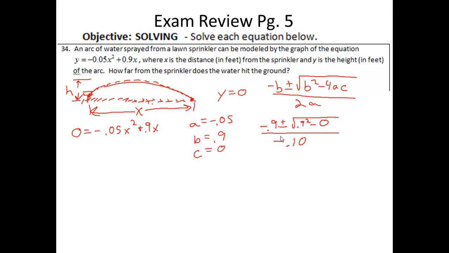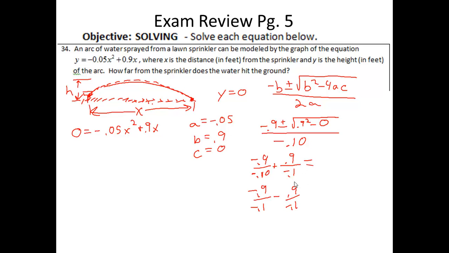-0.05 times 2 is -0.1. So here we have -0.9 over 0.1 plus, now the square root of 0.9 squared is just 0.9. Basically, when we square something and we take the square root of it, we just end up right where we started. And we're going to divide that by -0.1. And we're going to take -0.9 divided by, excuse me, this is going to be -0.1 as well. Divided by -0.1, we're going to subtract 0.9 divided by -0.1.